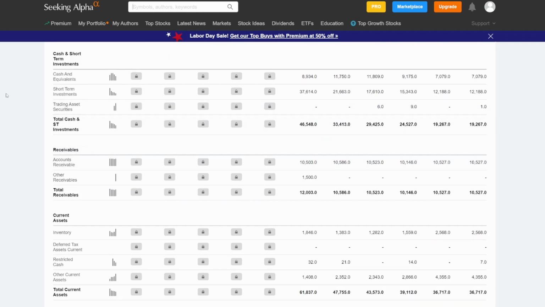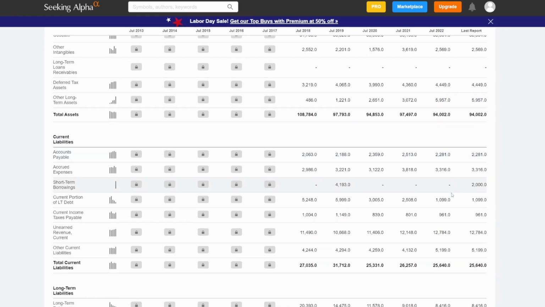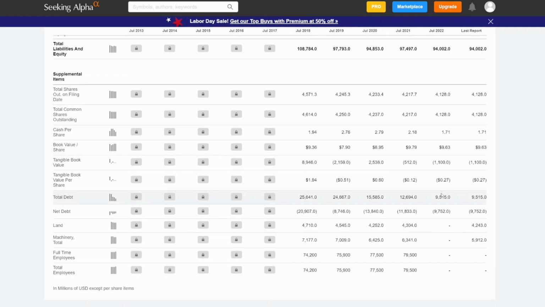Jumping into the final one, which is the balance sheet, you can see here in cash and short-term investments, they have $7 billion in cash and $12 billion in short-term investments. And if we go down to the debt, you can see the total debt is $9.5 billion. That means they have a net debt of $9.7 billion as a negative number. So it means if they wanted, they could pay out their whole debt tomorrow. So they prefer to have the cash on hand, and they probably have a pretty good interest rate on the debt. And if we look here at the total shares outstanding, they had 4.5 billion shares outstanding, and they have decreased that from 2018 to 2022 to 4.1. So they are also doing a lot of buybacks.